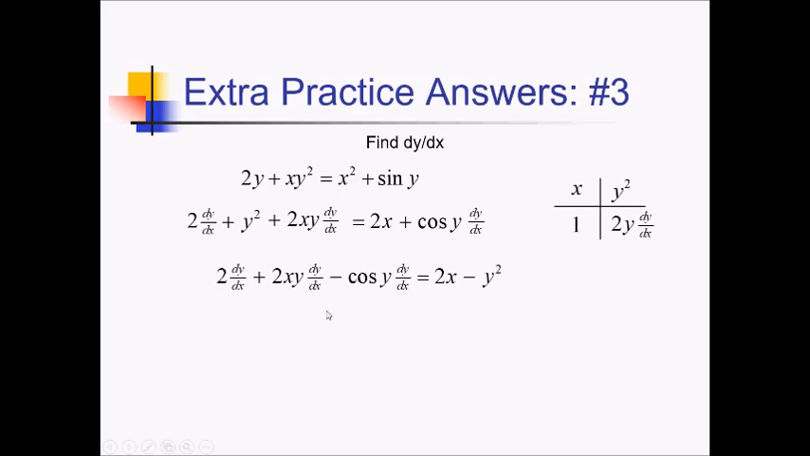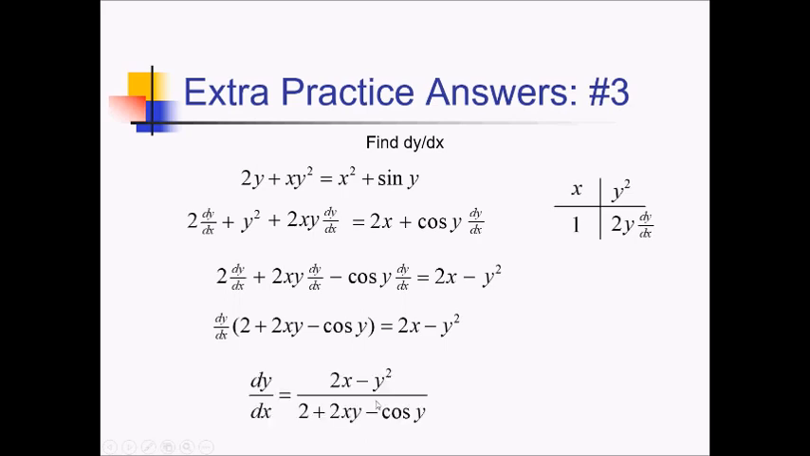Now that I have only dy over dx terms on the left side, I can factor out a dy over dx. That'll leave me with 2 plus 2xy minus cosine of y inside of parentheses there. And now I can divide 2x minus y squared by all the stuff in this parentheses. And this is going to be my final answer for that derivative.